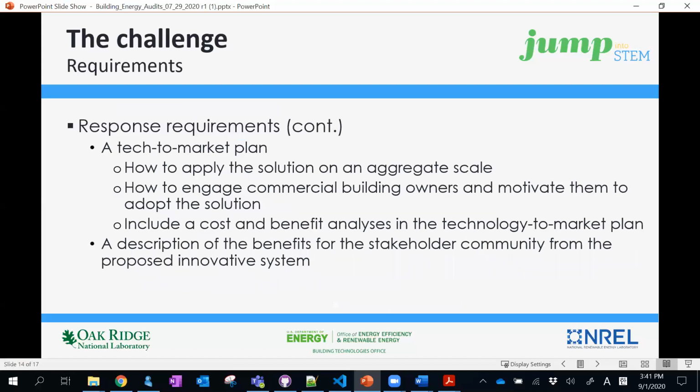A tech-to-market plan should include how to apply the solution on an aggregate scale, how to engage commercial building owners and motivate them to adopt the solution, and a cost and benefit analysis. A description of benefits for the stakeholder community from the proposed innovative system is an important requirement as well.